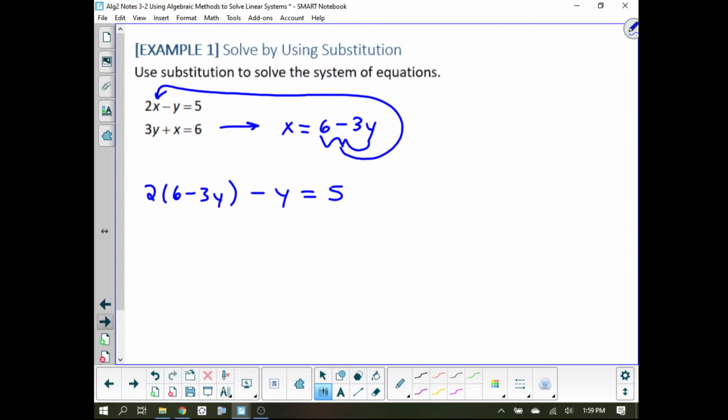Are we okay with that step? All right, now it's just a single variable equation. It's a linear equation in one variable. We just solved this. So 12 minus 6y minus y equals 5.